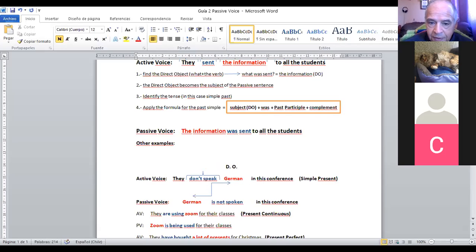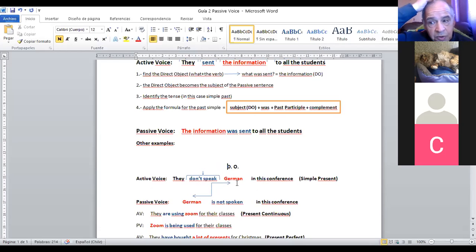Let's hold on. They don't speak German in this conference. Simple present. Eso es simple present. O sea, ya tengo el tiempo. ¿Qué es what they don't speak? German.